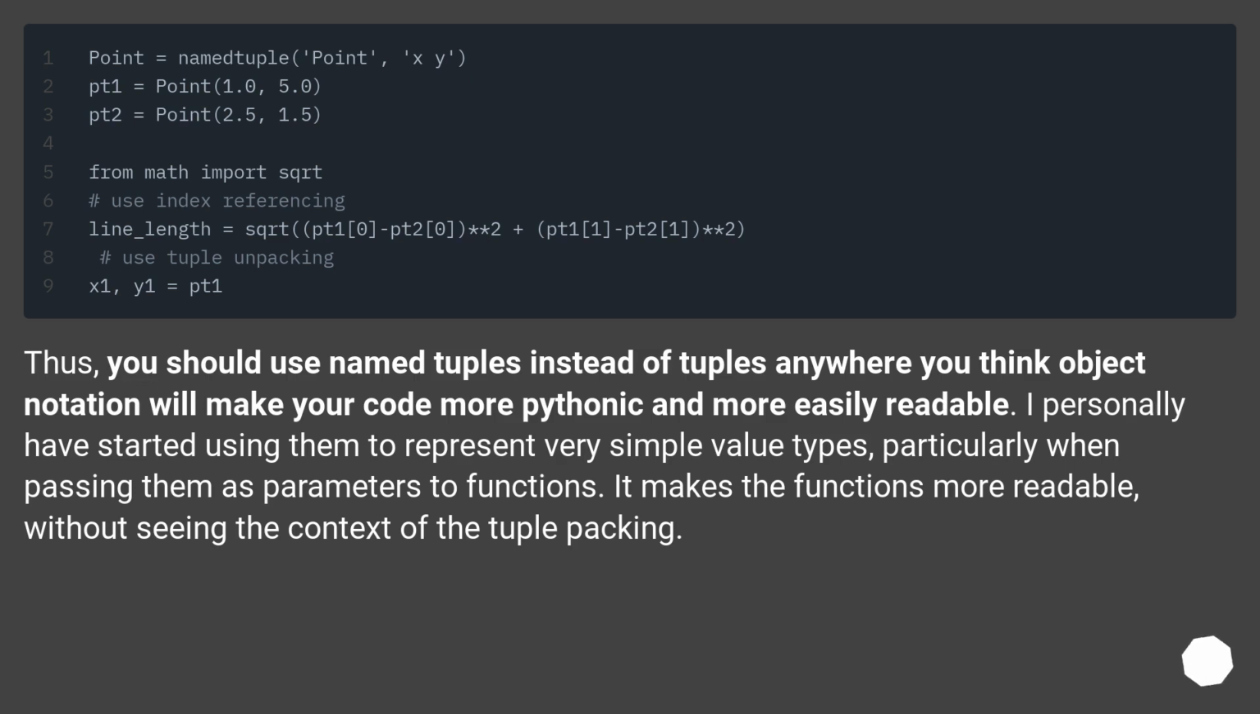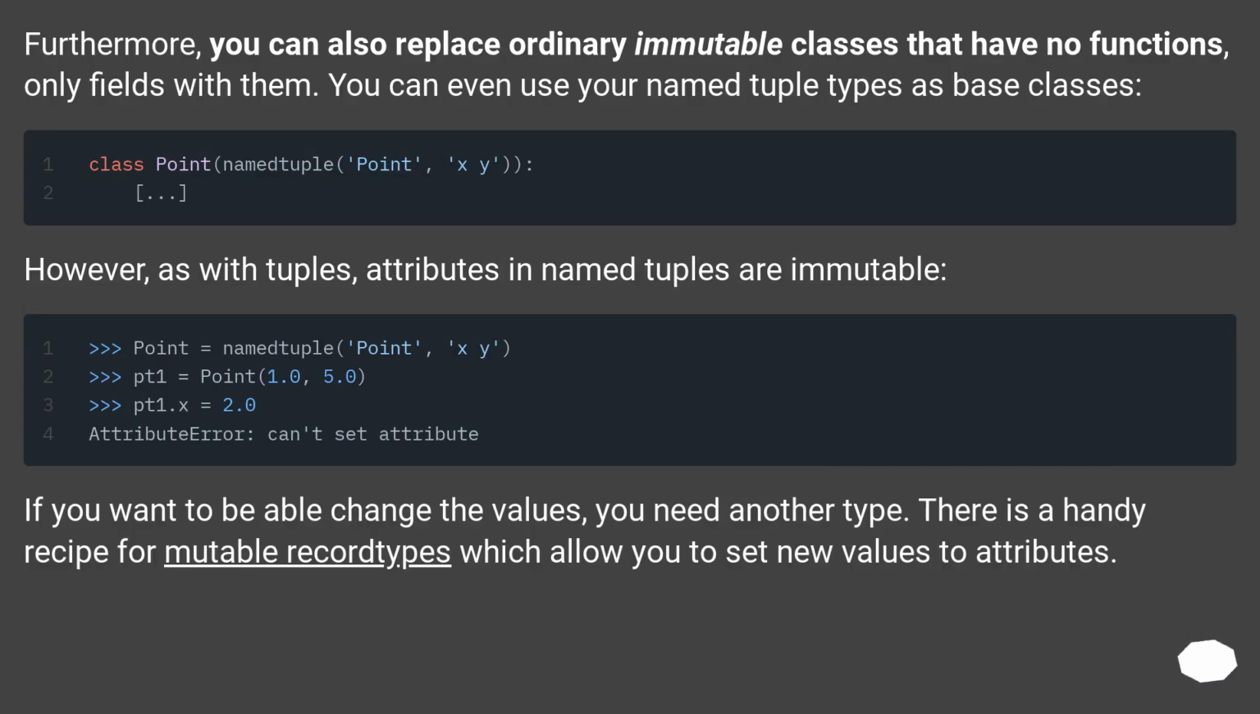Thus, you should use named tuples instead of tuples anywhere you think object notation will make your code more Pythonic and more easily readable. I personally have started using them to represent very simple value types, particularly when passing them as parameters to functions. It makes the functions more readable, without seeing the context of the tuple packing. Furthermore, you can also replace ordinary immutable classes that have no functions, only fields, with them. You can even use your named tuple types as base classes.